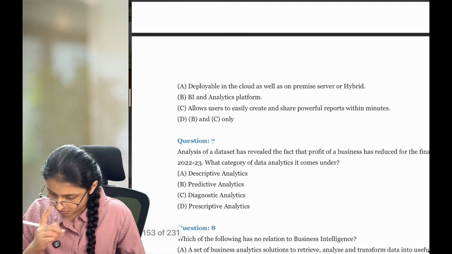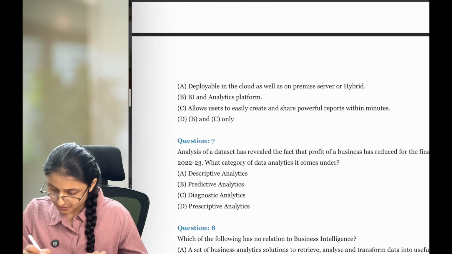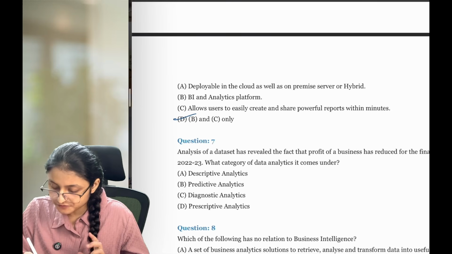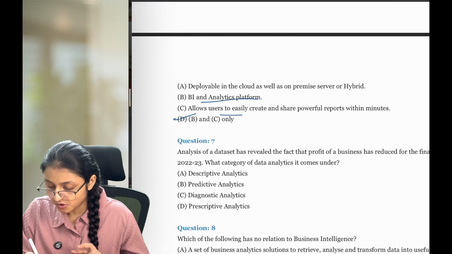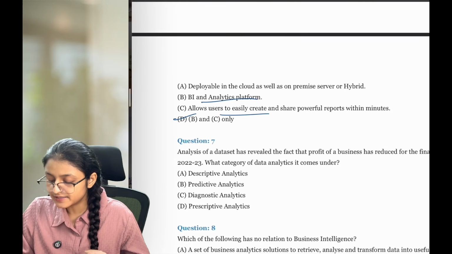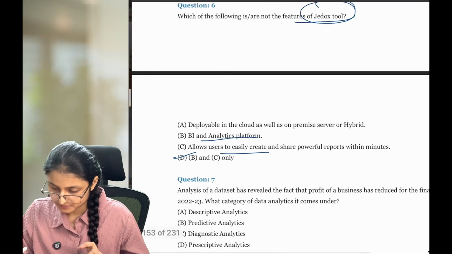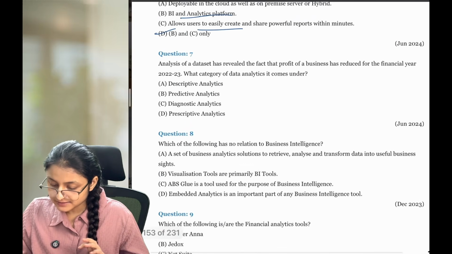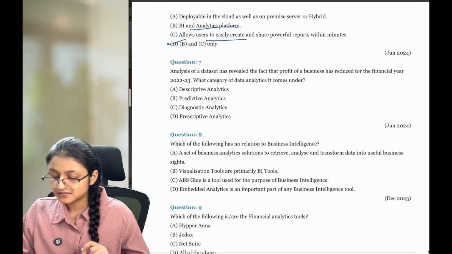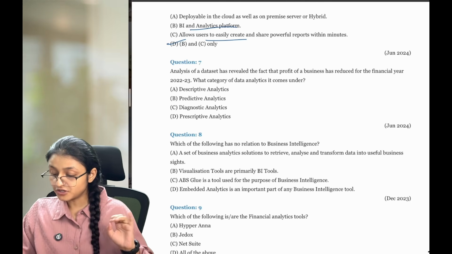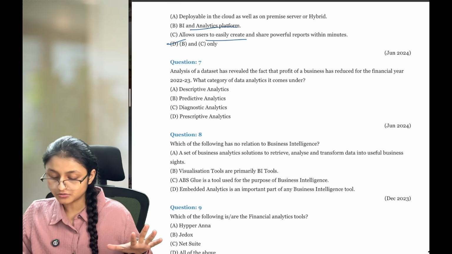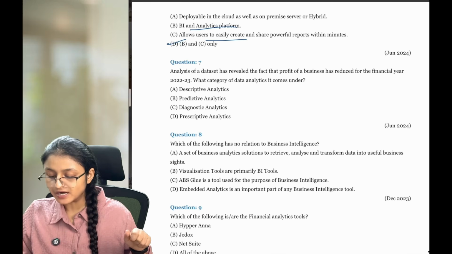Which of the following is or are not the feature of Zidox tool? So for Zidox tool, B and C, both are not the features of Zidox tools: BI and analytical platform, and allow users to create and share powerful reports within minutes. Now, analysis of data set has revealed that the profit of a business has reduced for the financial year 2022-23. What category of data analytics is it?